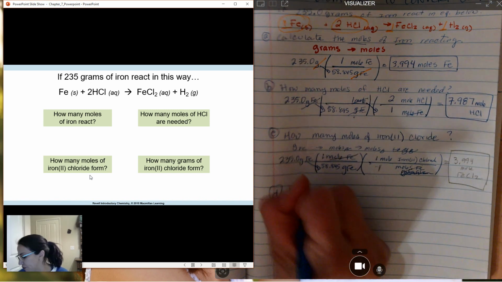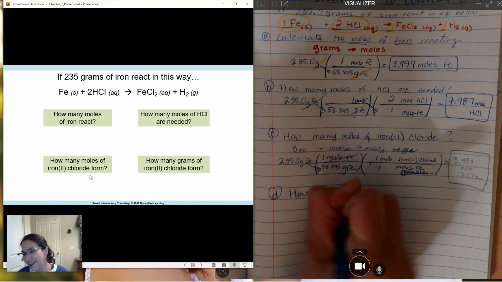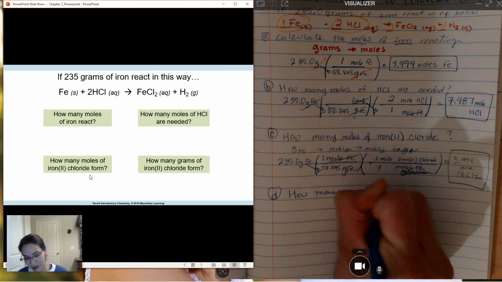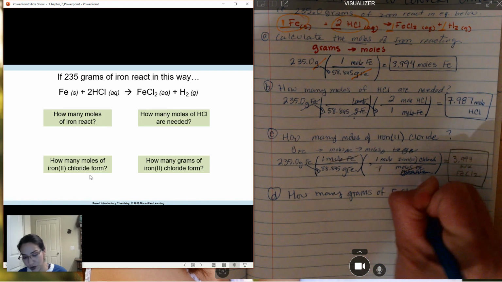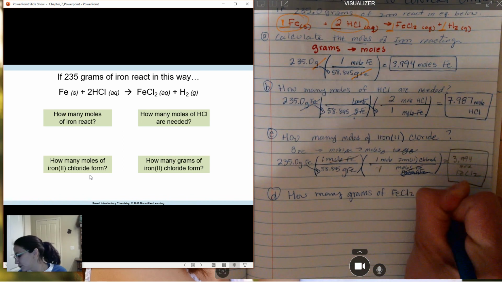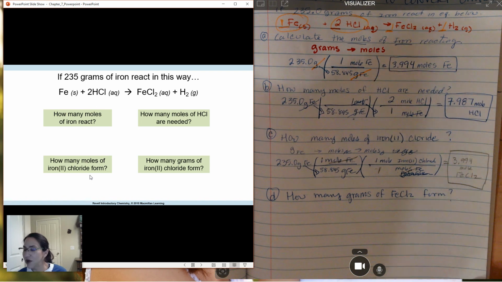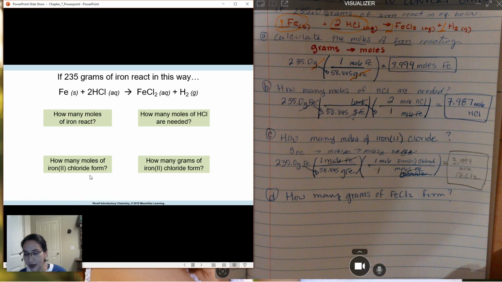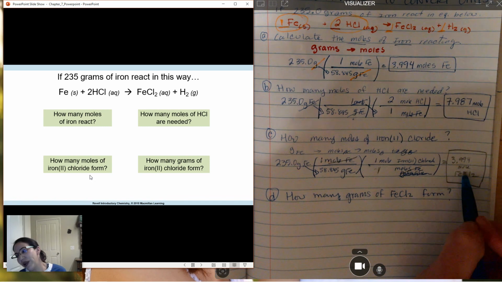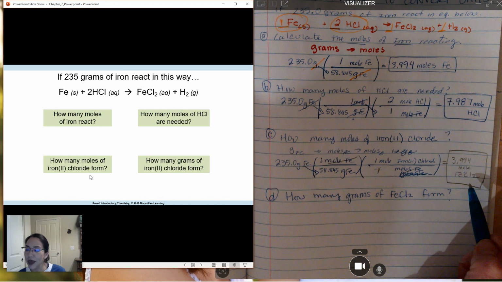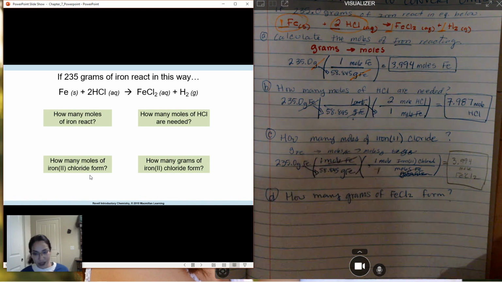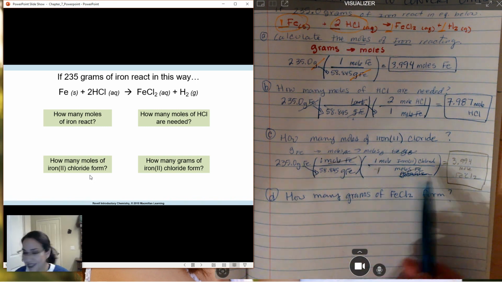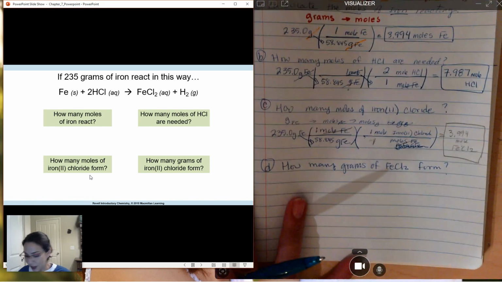All right. How many grams of FeCl2 form? We want to know how many grams of FeCl2 form. Now we could write the whole thing over again. We could take shortcuts because we already have moles of FeCl2. But because we are learning this for the first time, we're not going to do a shortcut. We're going to rewrite these steps all over again to make sure that we get this correctly.